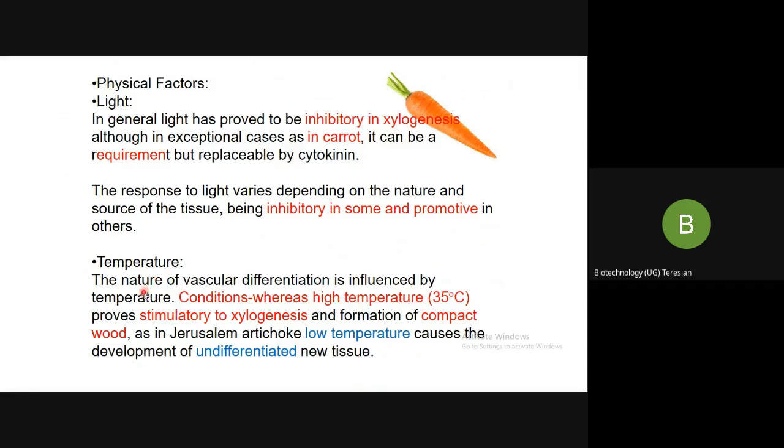Temperature. The nature of vascular differentiation is influenced by temperature conditions, whereas high temperature, 35 degrees centigrade, proves stimulatory to xylinogenesis and formation of compact wood as in Jerusalem artichoke. Low temperature causes the development of undifferentiated new tissue. So, a temperature of 35 degrees centigrade is more appreciable for the formation of xylinogenesis.